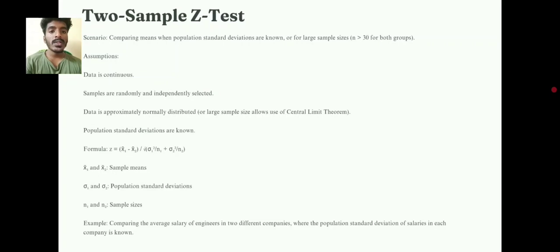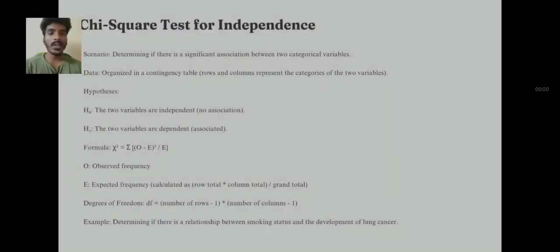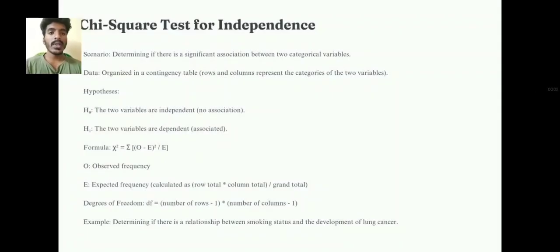Formula: z equals x bar 1 minus x bar 2 divided by the square root of sigma 1 squared divided by n1 plus sigma 2 squared divided by n2. X1 and x2 indicate sample means, sigma 1 and sigma 2 indicate population standard deviations, and n1 and n2 indicate sample sizes. Example: comparing the average salary of engineers in two different cities.